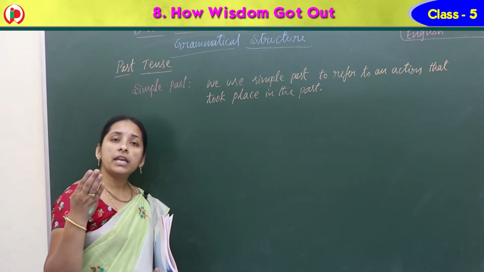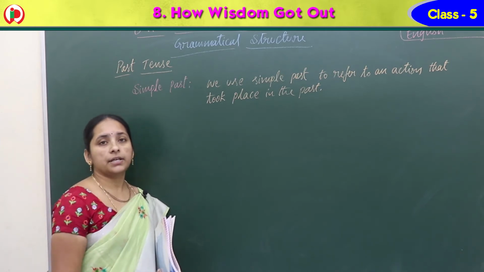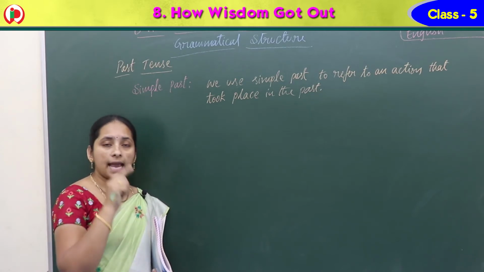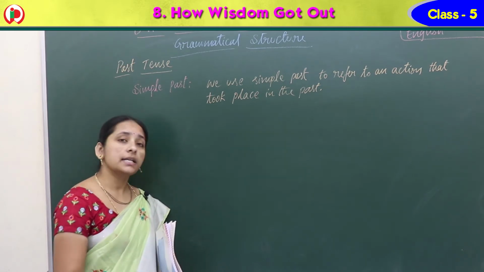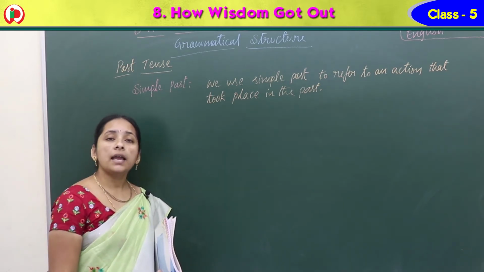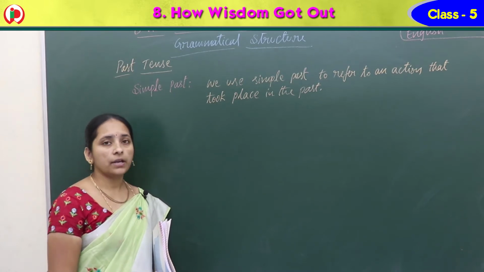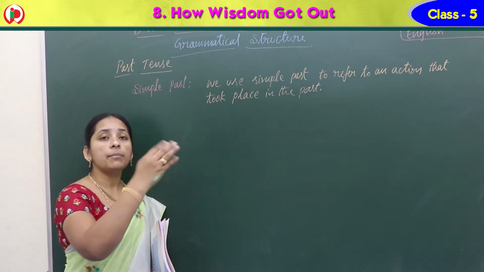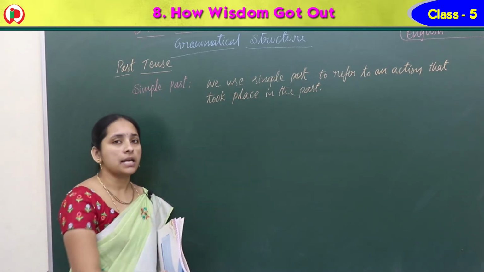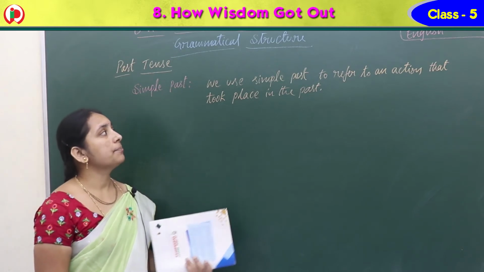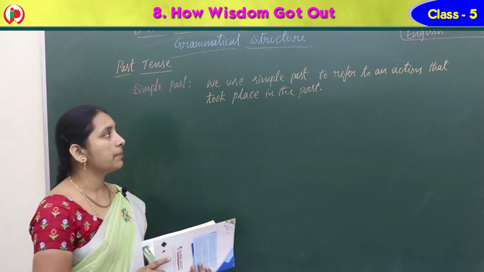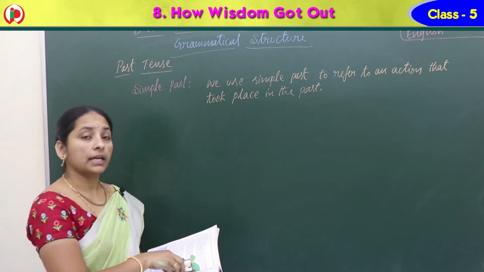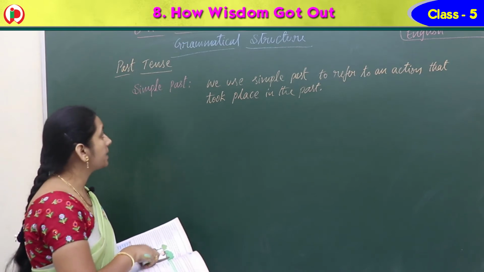Suppose we visited the library yesterday. So what happened yesterday? You went to the library, right? So that action we can say is in the simple past. It's completed in the past. I went to a movie yesterday. I visited Tirupati last year. At that time it's completed, it is in the past. So we can say simple past. We use simple past to refer to an action that took place in the past. That we call simple past.